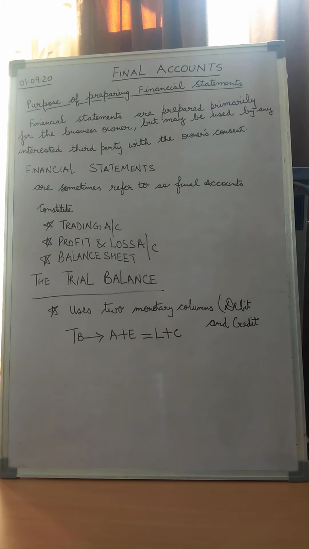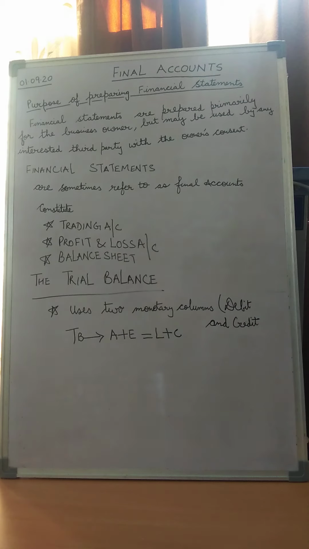Now, before we proceed further to any of these, we need to know what is trial balance and how does it function. The trial balance, children, is a list of all the balances in the ledgers at the end of the period in review. It has two monetary columns, that is debit and credit.